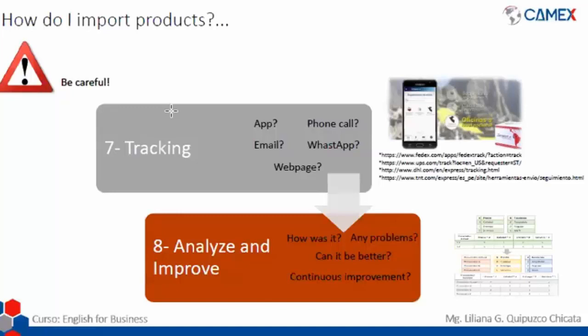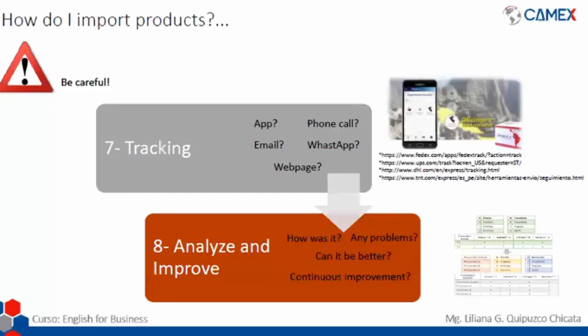Also, you can track your products via phone call if you're importing directly from another company. Also, you can send emails, you can use WhatsApp. This is very good when you're talking to Chinese suppliers, because when we are sleeping, they are awake, and when they are awake, we are sleeping. So it is faster to talk via WhatsApp. And also, you can look on some web pages. In this case, you can look on the FedEx webpage, UPS, DHL, and TNT, which have some pages where you can track your shipment.